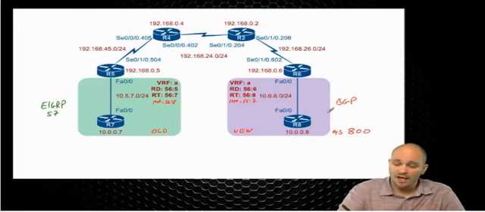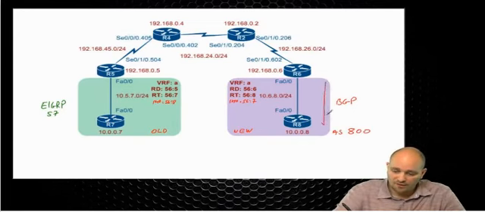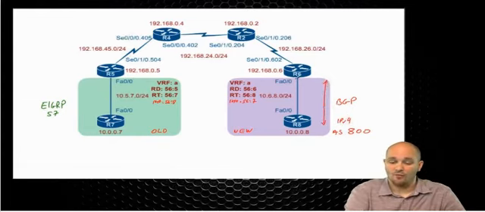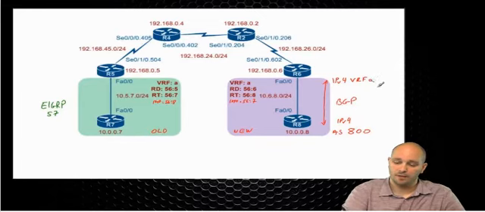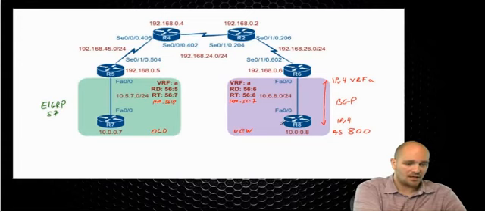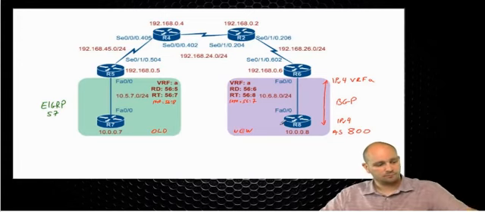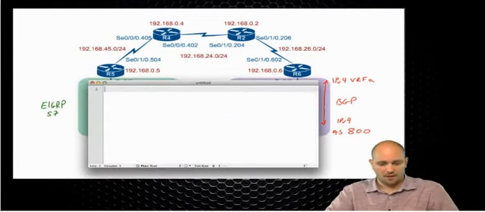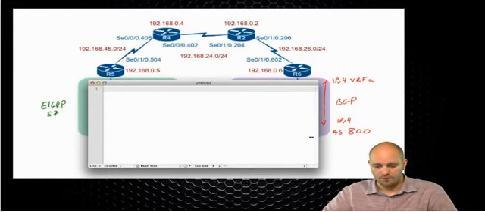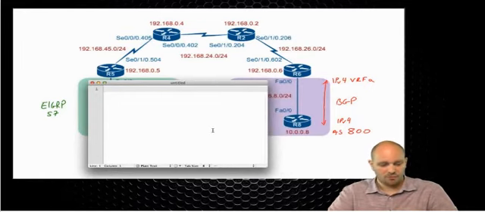Now, from R8's perspective, this peering here is going to be just a regular IPv4 peering. From R6's perspective, this is going to be peering in IPv4 VRF A. So this is where I will need to configure peering on R6, and this is where I'm configuring peering on R8. As far as R8 is concerned, this is just regular BGP. So going to my notepad, I'm going to start with R8 because it's probably going to be a little more straightforward.